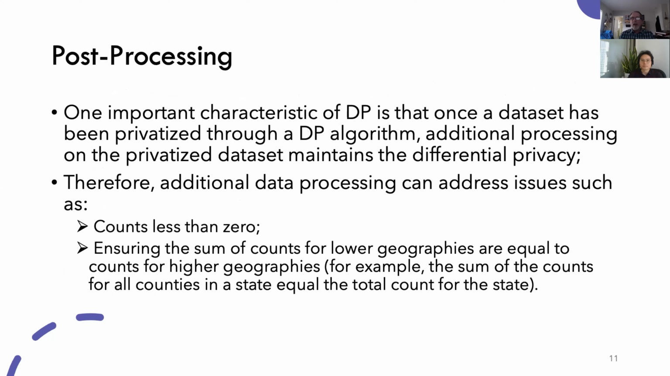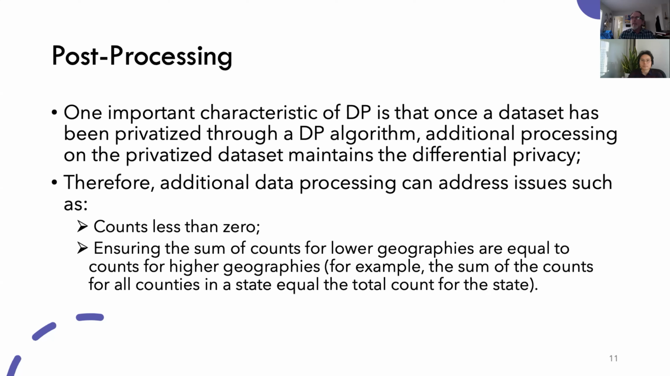Post-processing. So what happens when the Census Bureau, in their engine as they have it running currently, is they take the raw data, they run the queries for whichever particular characteristics they're looking to pull out of the data. They run the noise mechanism on it. They get the noisy estimates out, and then they do what's called post-processing. Interestingly enough, post-processing is a characteristic of differential privacy, and it says that once a data set has been privatized through a DP algorithm, any additional processing on that privatized data set also maintains the differential privacy.